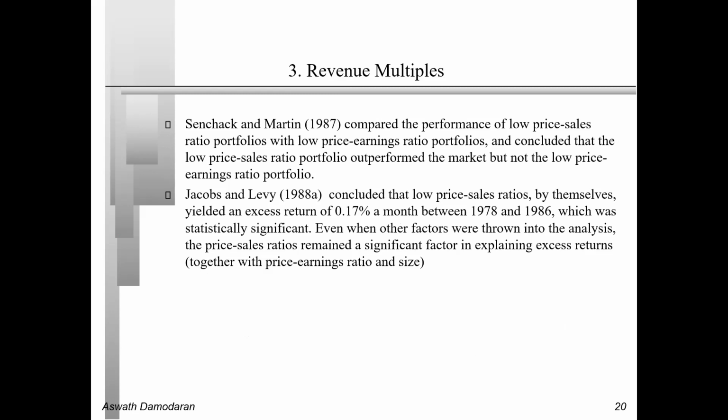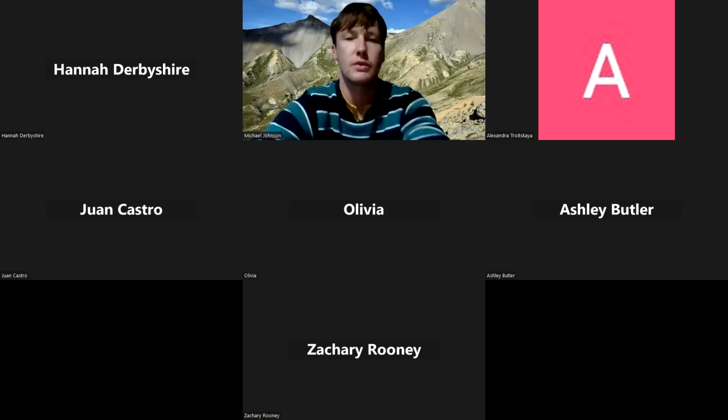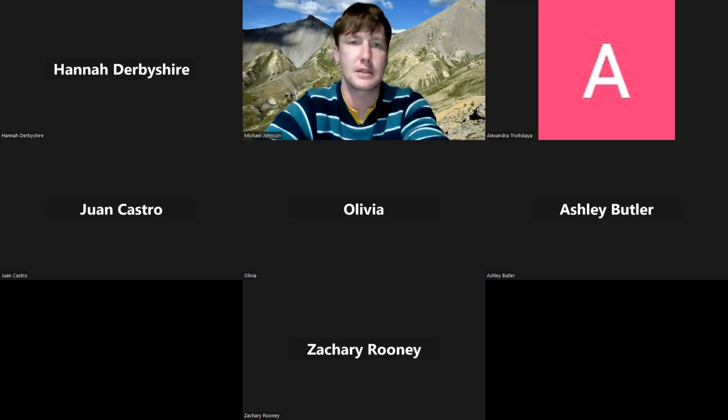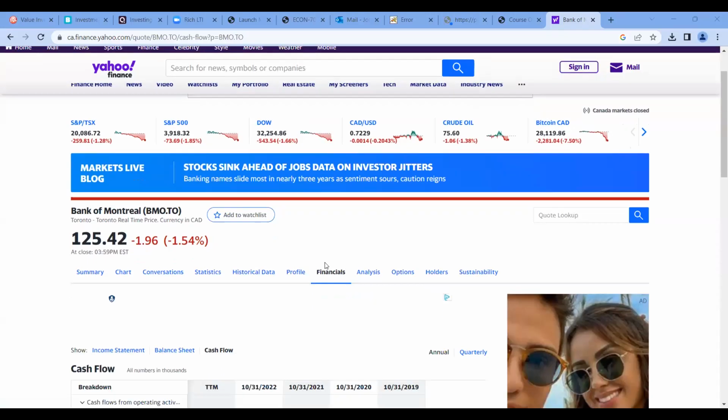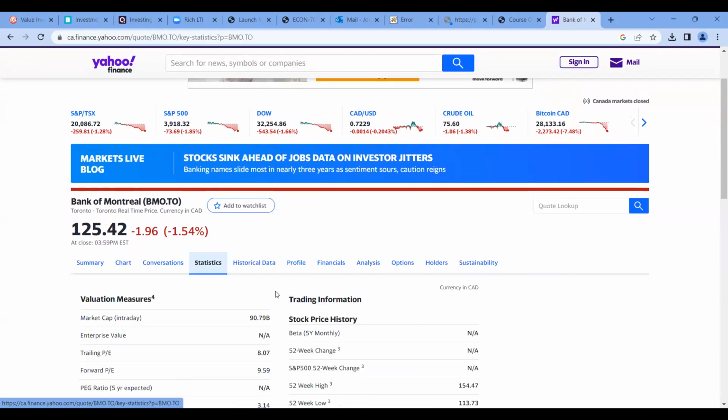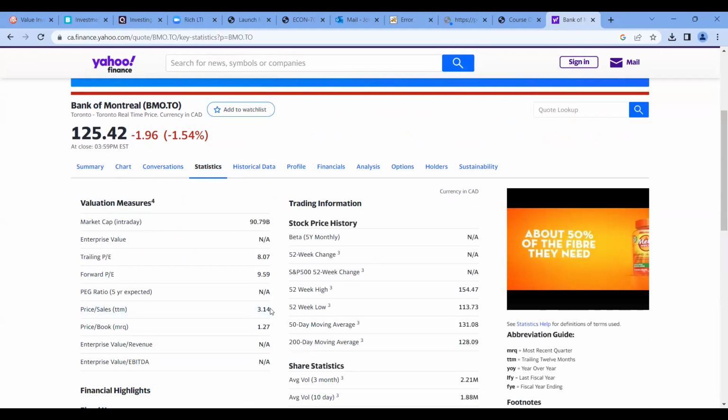So Jacobs and Levy concluded that low price to sales ratios by themselves yield an excess return of 0.17% a month between 1978 and 1986, which is statistically significant. So price to sales is another good metric to look at, and that's in statistics under Yahoo Finance. I'm going to pull up Yahoo Finance again and show you where that's located. You go to statistics under Yahoo Finance, and then price to sales would be under valuation measures.